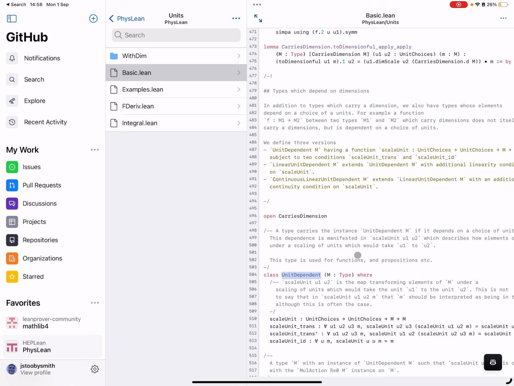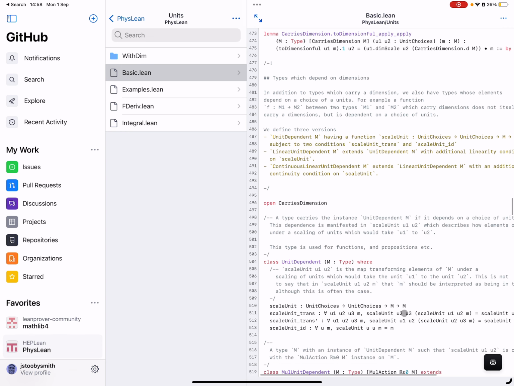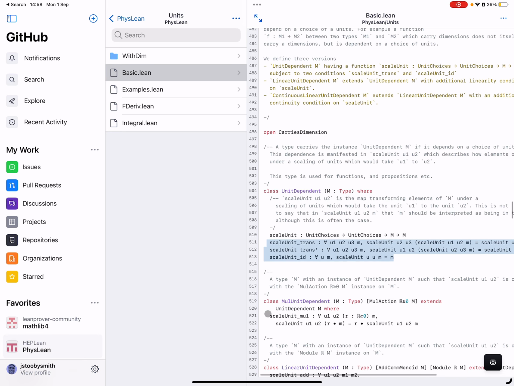So this is where unit dependent comes in, and this is really used to define things like functions from one type of a dimension to another type of a dimension. And we'll see in a second how this is used to define the notion of being dimensionally correct. But basically, the basic field of this class is this scale unit, and it basically tells you how you should change this quantity M on a change of units. So if you go from this argument of unit to this argument of unit, given this M, then you get a new M, and that has to satisfy certain properties which are basically related to transitivity and the identity.